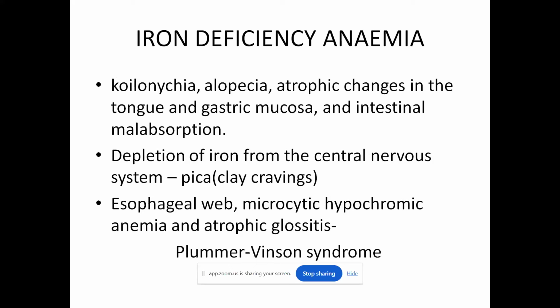The patients can manifest koilonychia, alopecia, atrophic changes in the tongue, and atrophic gastritis, and intestinal malabsorption symptoms can be there. Or if the iron is depleted in the central nervous system, the patients can manifest pica, which is clay cravings. One more thing, if the patient has an esophageal web along with microcytic hypochromic anemia and atrophic glossitis, this is called Plummer-Vinson syndrome.